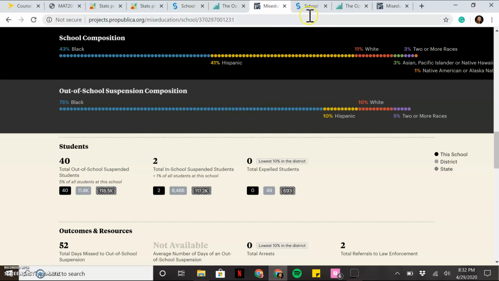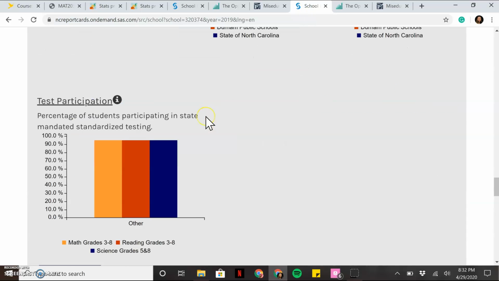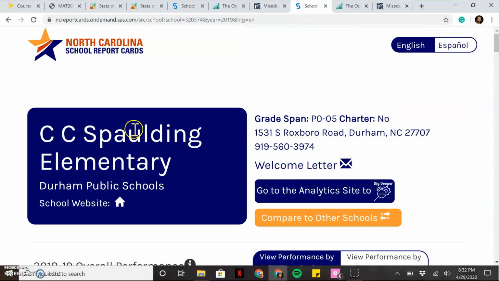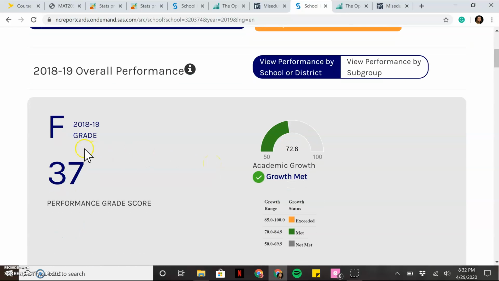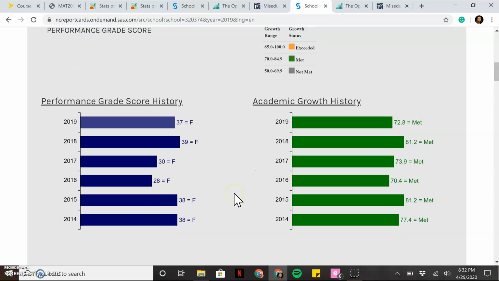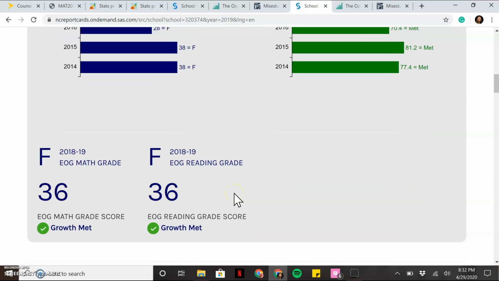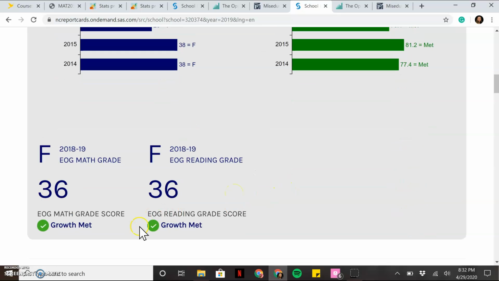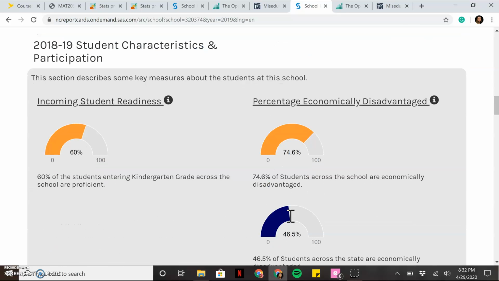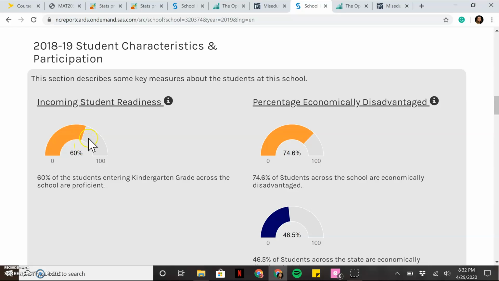But now I'm going to go over to, let me go back to the top, C.C. Spalding Elementary School. And you can see that this school has a lower rating. It's an F-rated school, but they have met their academic growth that they were expected to perform to. So they have met each of their EOG grades and such. And then you can see that the incoming student readiness is much higher.